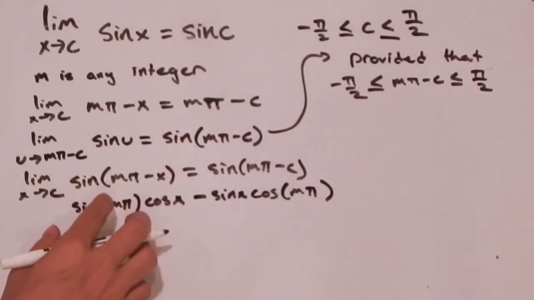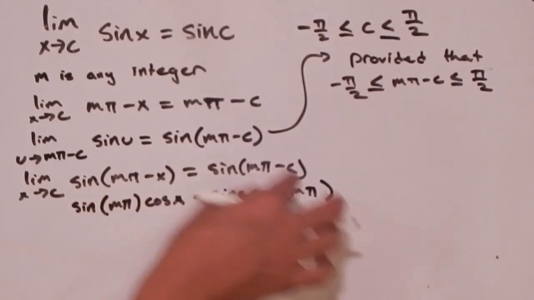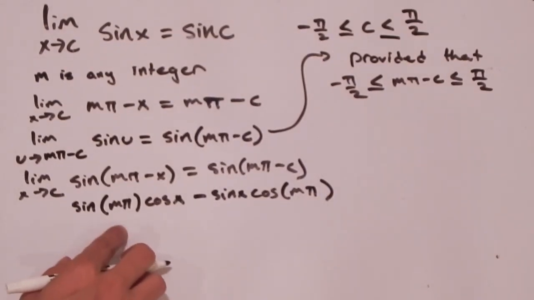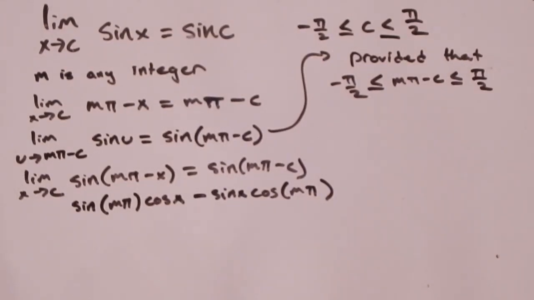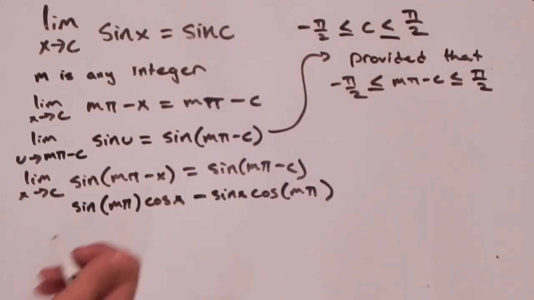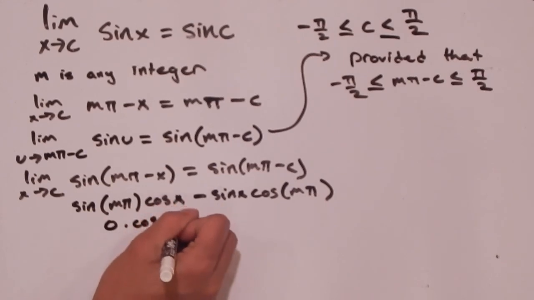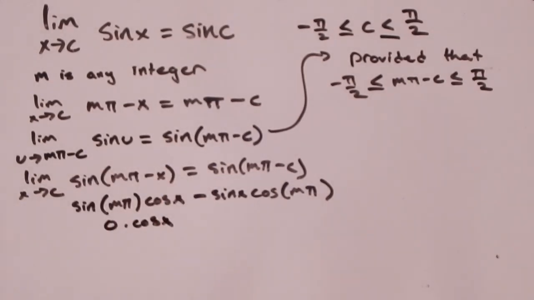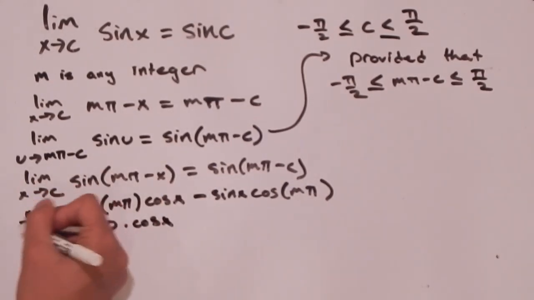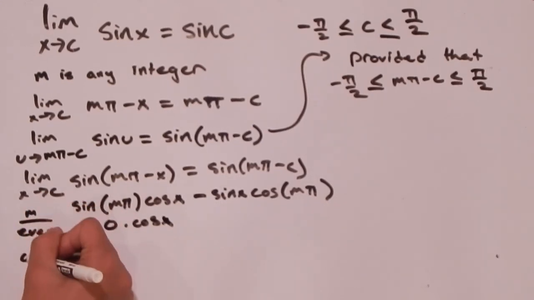So sine of m pi minus x is equal to this thing right here, but we know sine of m pi, when m is an integer, is going to be something like sine of pi, or sine of negative pi, or sine of 3 pi, sine of 2 pi. That's always 0. So sine of m pi when m is an integer is always 0. So we get 0 times cosine of x. Now this is where it gets a bit tricky. This is where it starts depending on if m is even or m is odd.